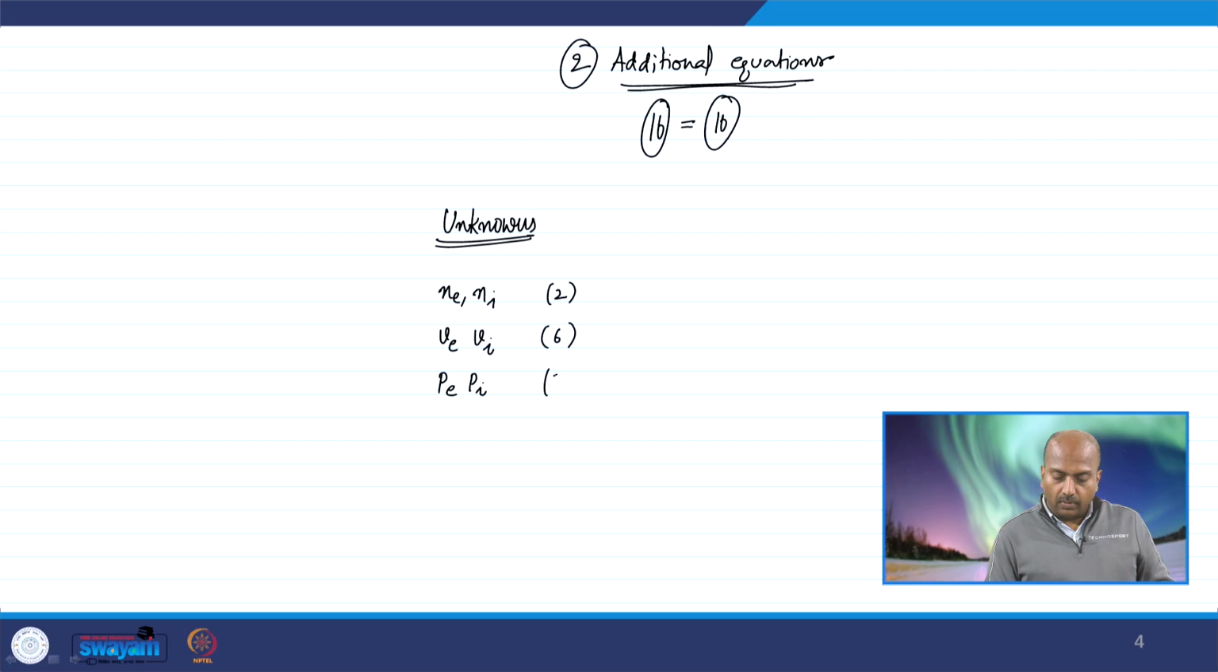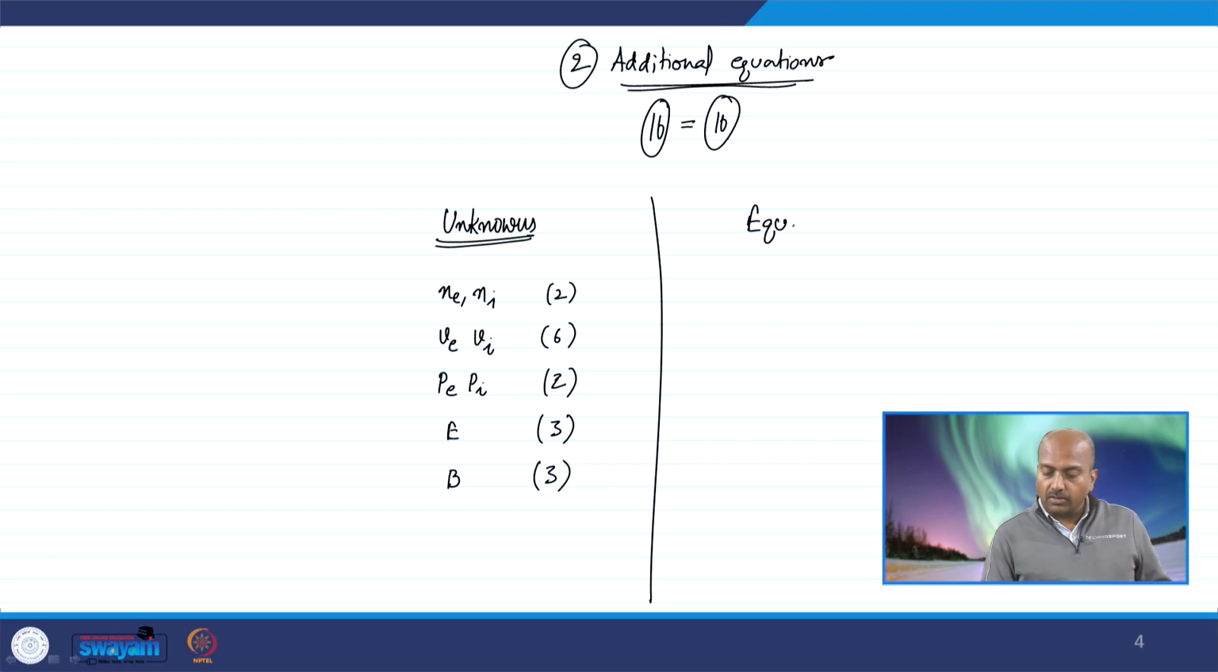We have 2 unknowns here, and then the electric field, including its components, we have 3 unknowns, and the magnetic field, similarly, including the components, we have 3 unknowns. This is as far as the unknowns are concerned, and let us look at the equations.